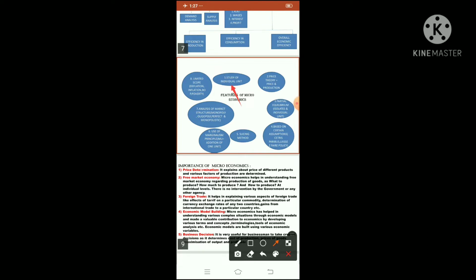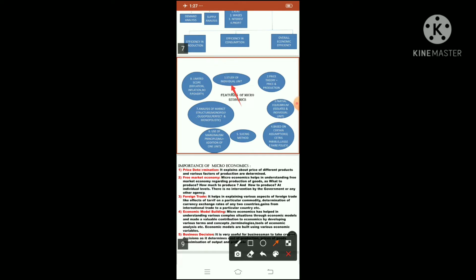Study of individual units. Keep in mind what I am telling: as we studied, it studies small things, minute things. So one by one it will study. It will study individual households, individual firms, individual industries, individual markets.